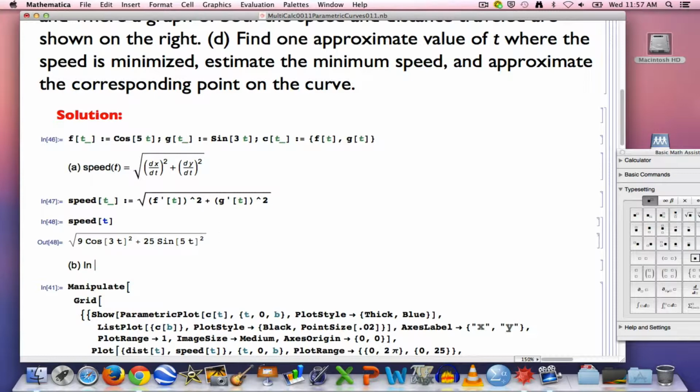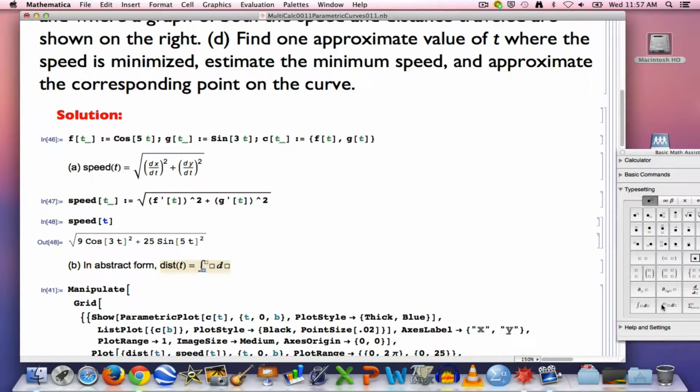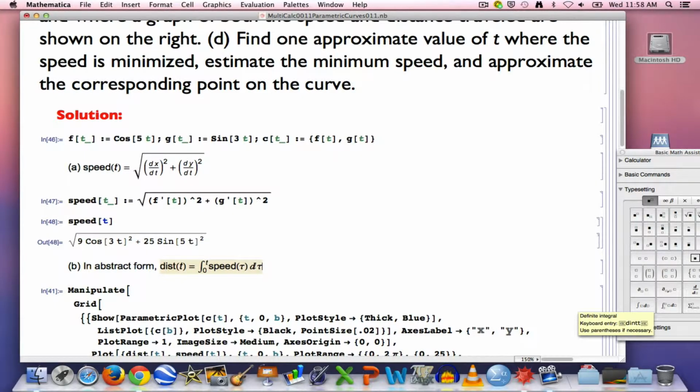In abstract form, we've been talking about how the distance traveled can be calculated as a definite integral, starting at the starting value of time, which has been 0 for us, and ending at the ending value of time, which is t, of the speed. And it's good to use a different variable here for the integrand. So the integral from 0 to t of speed of tau d tau, that's an abstract form representing the distance traveled. We've talked about that.